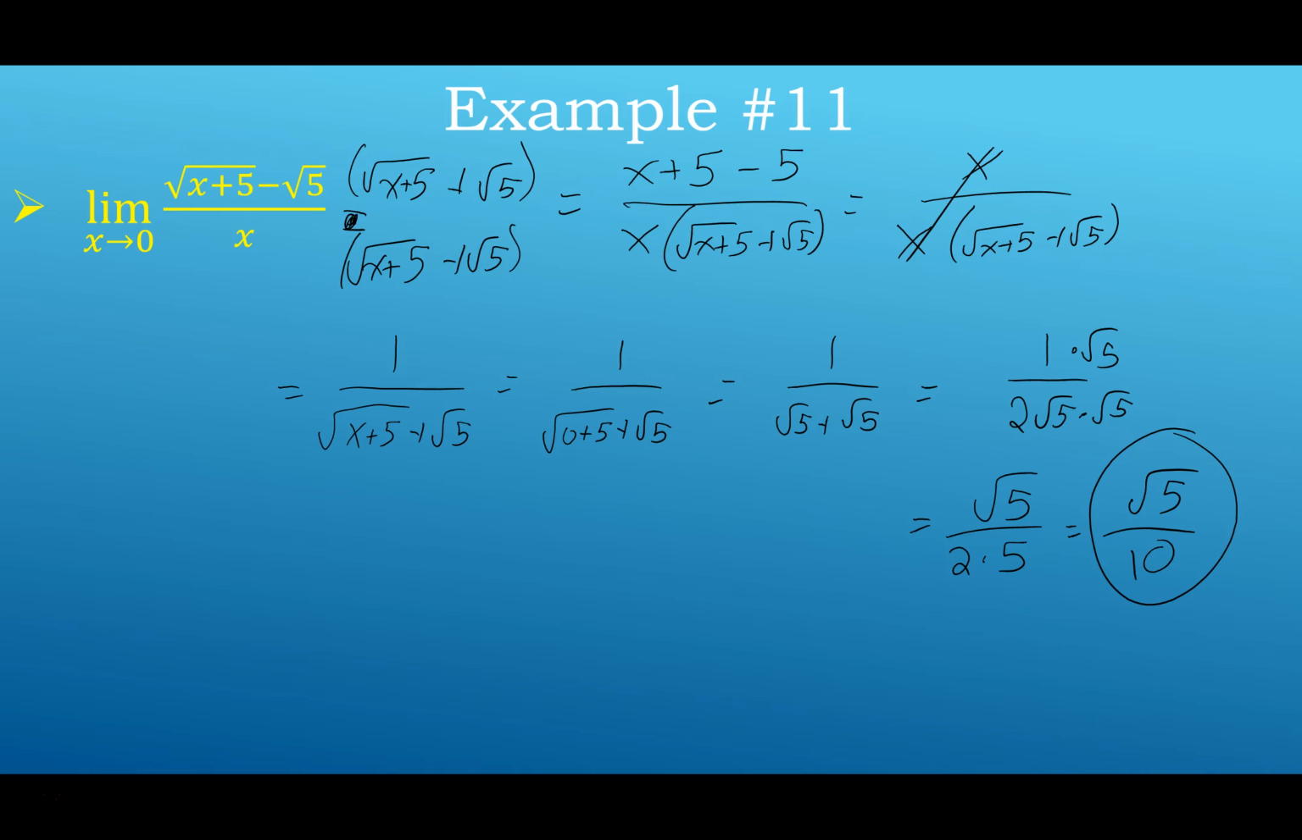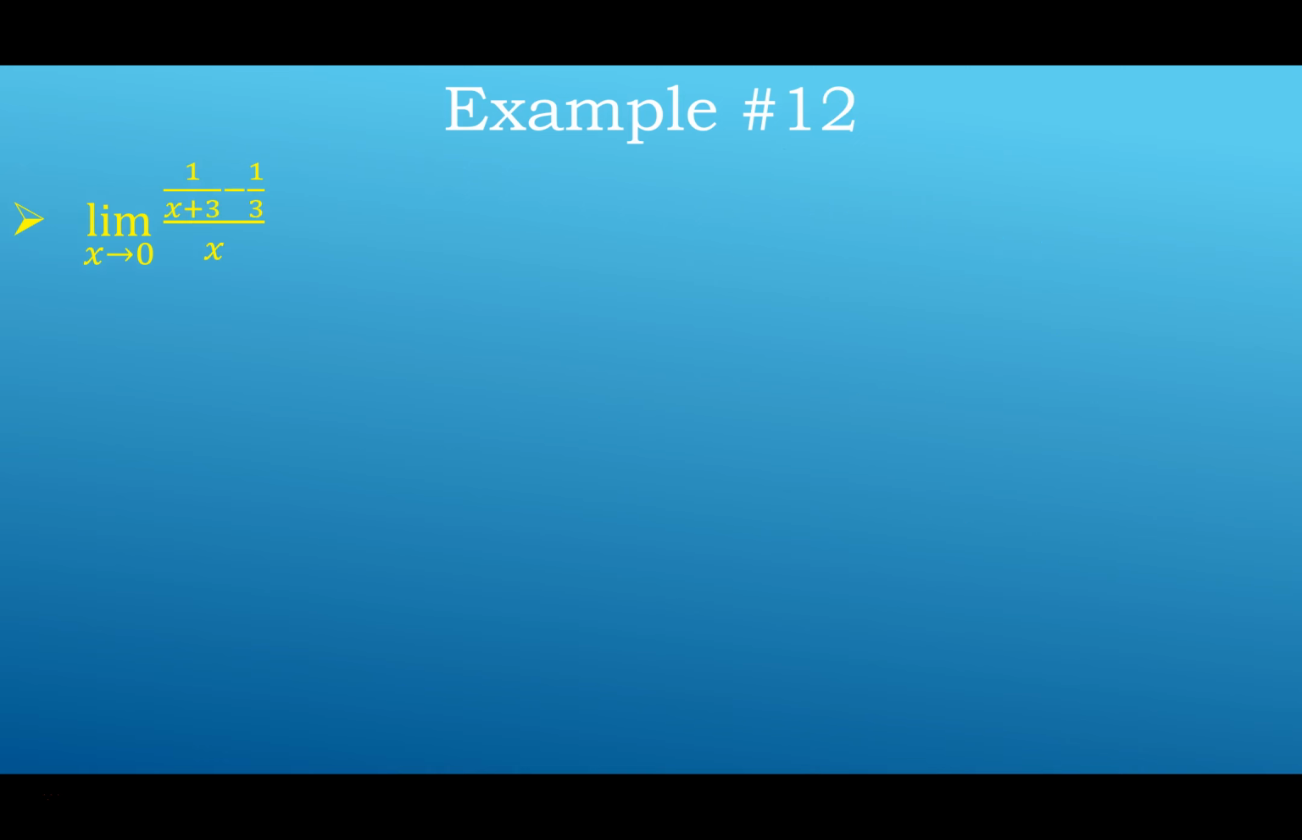When we now plug in 0 for x, we get 1 over square root of 0 plus 5 plus square root of 5, which becomes 1 over square root of 5 plus square root of 5. Since those are both like terms, they combine to be 2 square root of 5. Again, it's kind of like x plus x is 2x. As we know from our work in Algebra 1, we can't leave a square root in the denominator, which is why we multiply top and bottom by the square root of 5 to rationalize it out. That's why we get square root of 5 over 2 times 5, because the square roots cancel. 2 times 5 is 10, which is why the final answer is the square root of 5 over 10. Okay, so that's your rationalization technique.